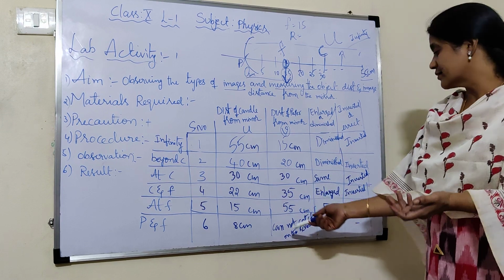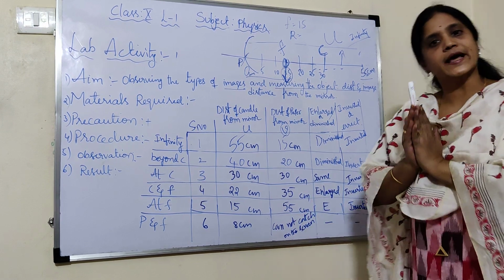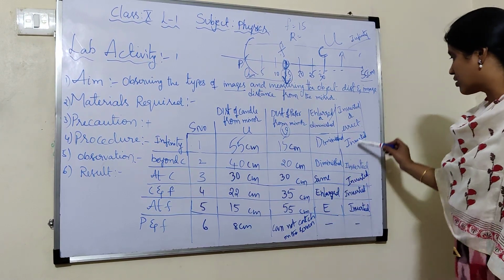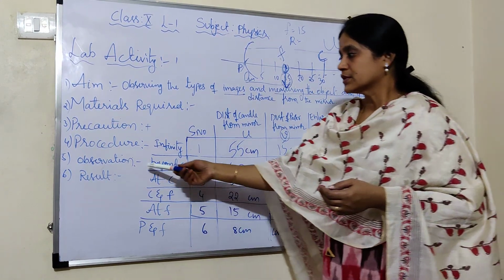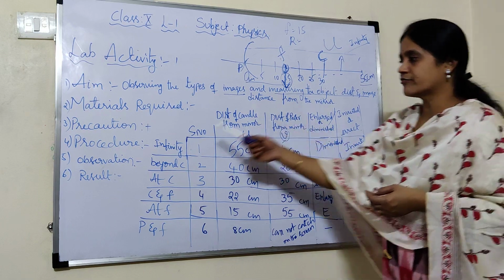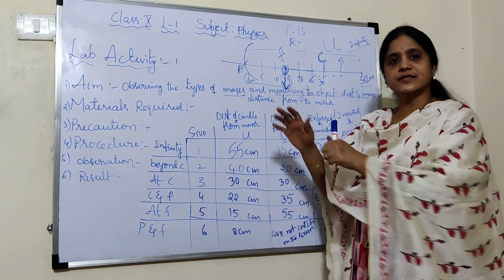Generally virtual images means always erect images. Real images are always inverted image. Now this is about observation. Now find out the result. What is the result of this lab activity?